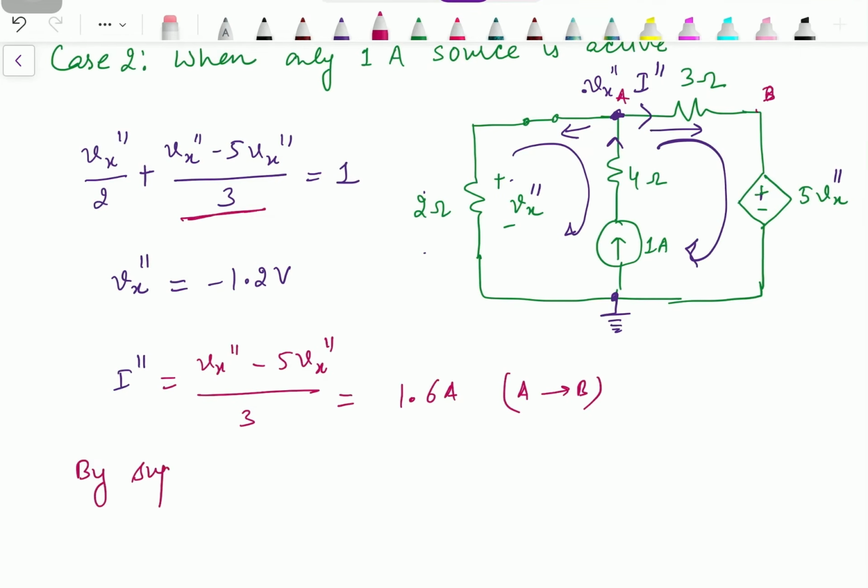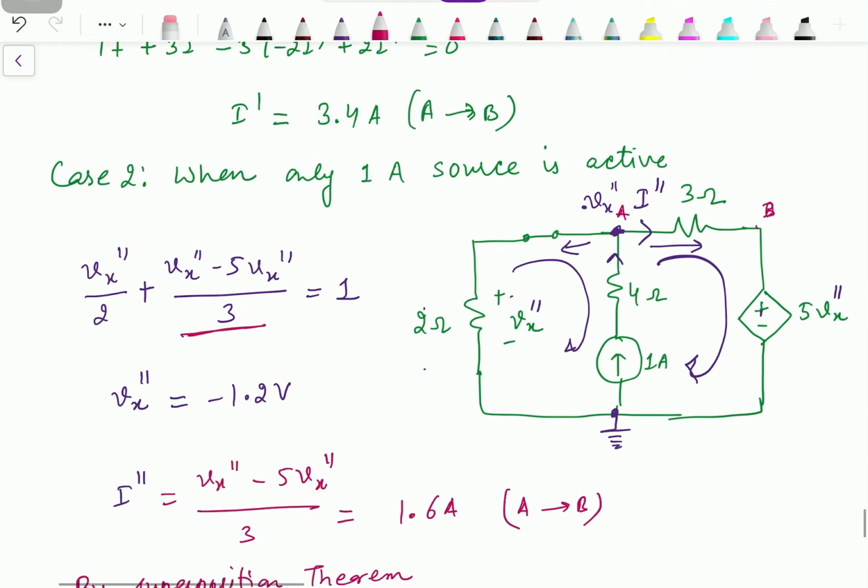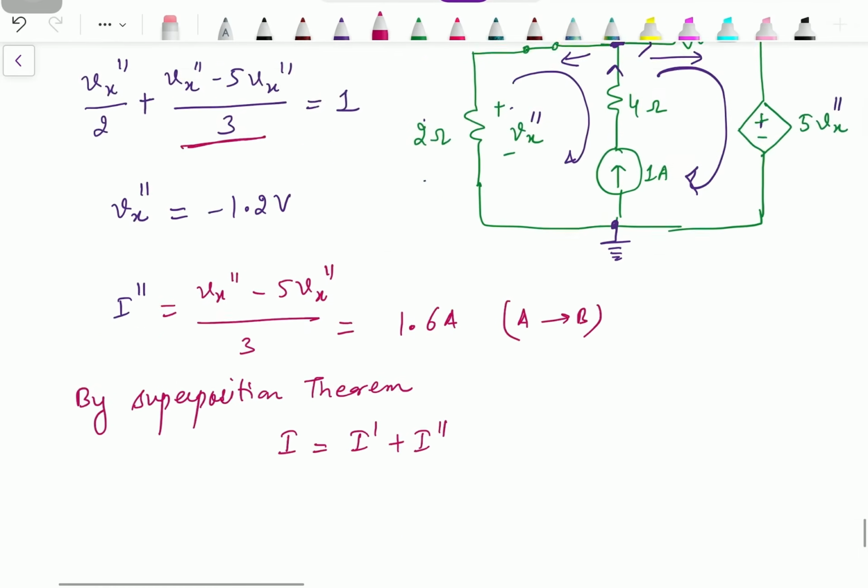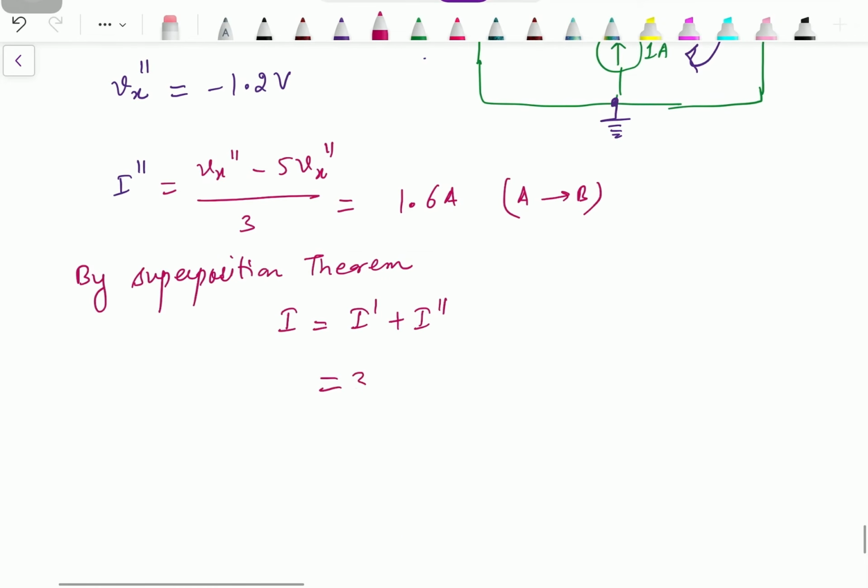So by the superposition theorem, I is equal to I dash plus I double dash. It's the algebraic sum of the two currents, 3.4 plus 1.6. So I is 5 ampere.